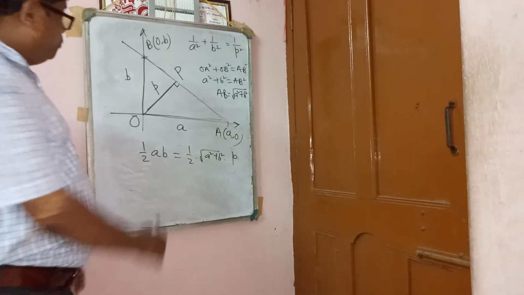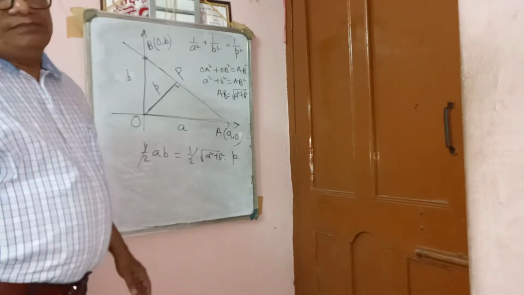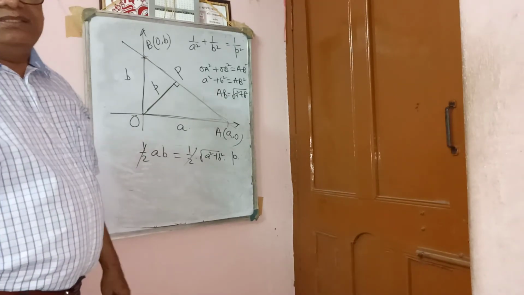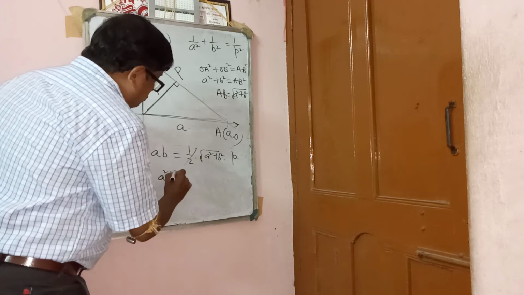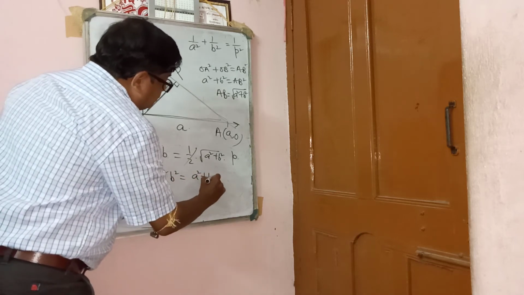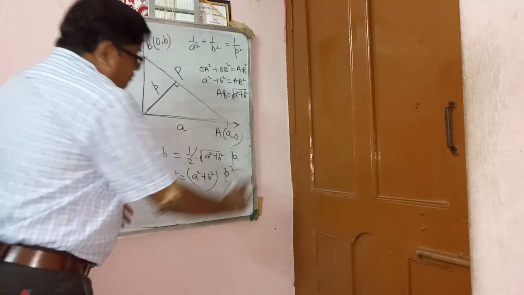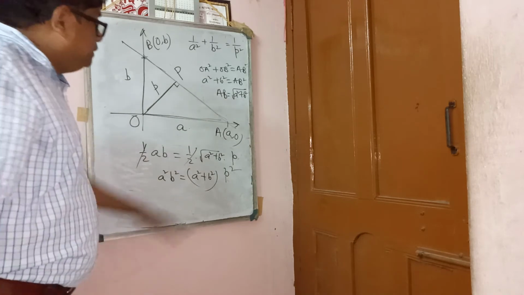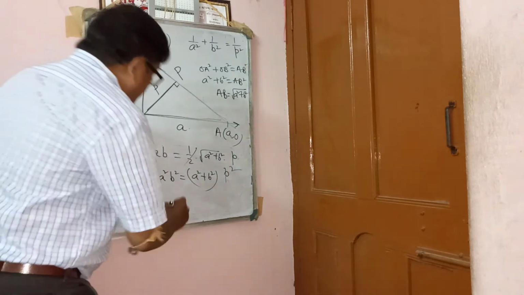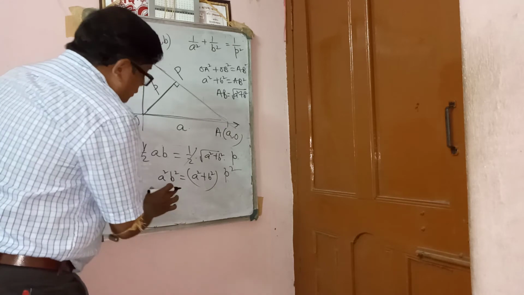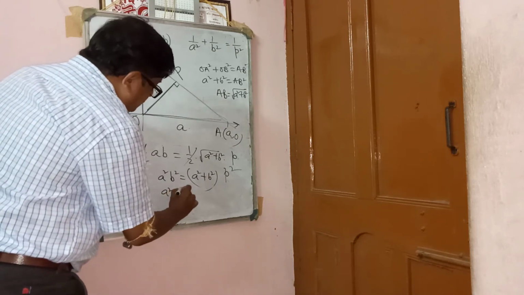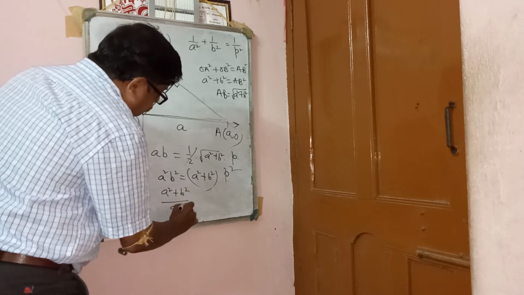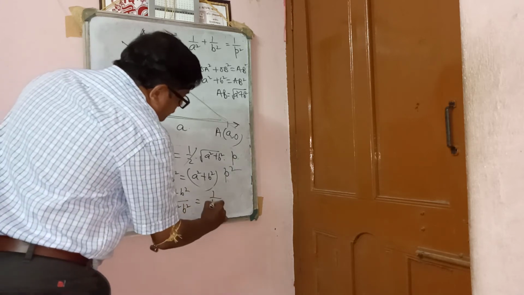Both halves cancel. Now squaring both sides, you can write a square b square equal to (a square plus b square) into p square. From here, a square plus b square by a square b square, you can write 1 by p square.